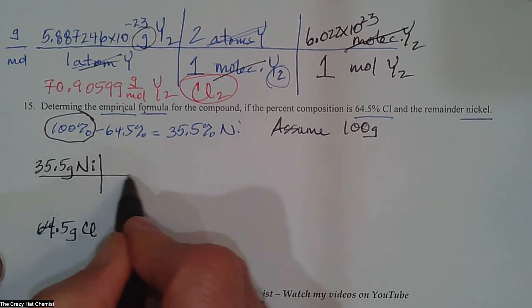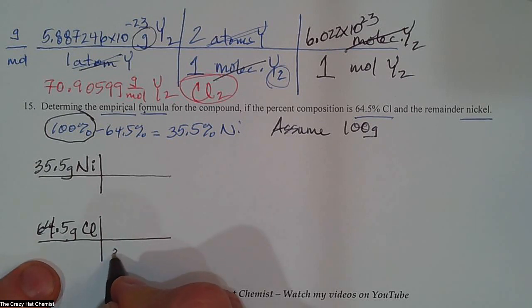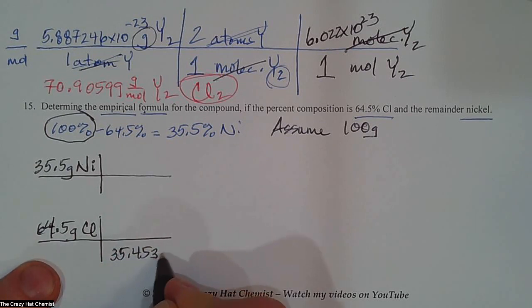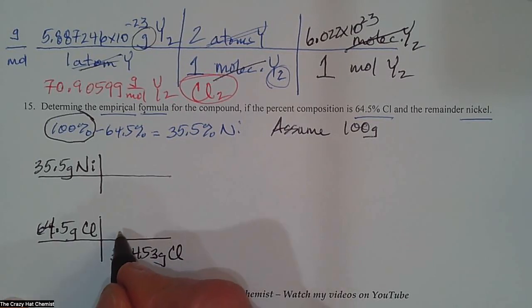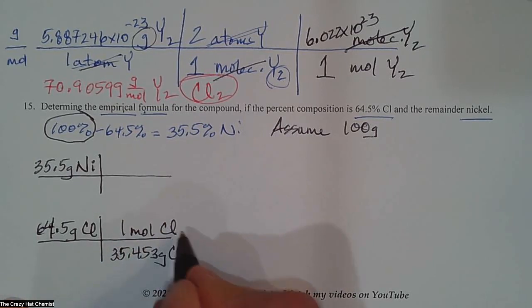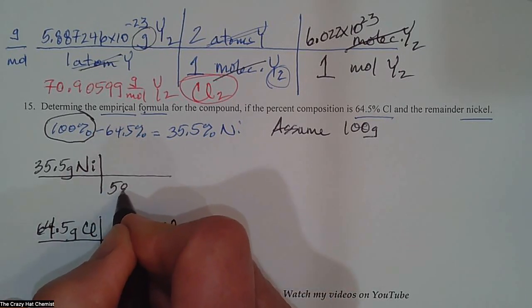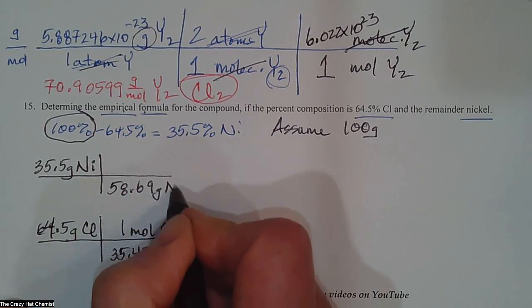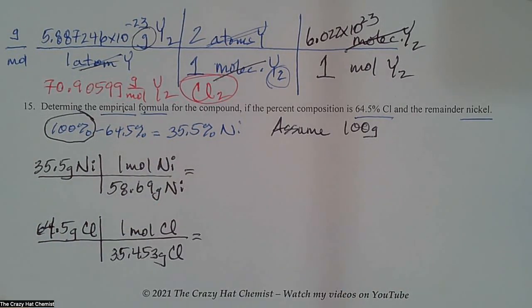So the first thing I need to do is get moles of these, and then I'm going to get a ratio of moles. So I'm going to get the molar mass of chlorine. That's 35.453 grams of Cl. Notice that this is not diatomic. This is the atom of chlorine, because I don't know how many atoms of chlorine are in the formula. So I'm just using 1. That's equal to 1 mole of chlorine. Okay. And then for nickel, I'm going to look on the periodic table, and that's 58.69 grams of nickel. And that's equal to 1 mole of nickel. That is the molar mass that's on the periodic table.